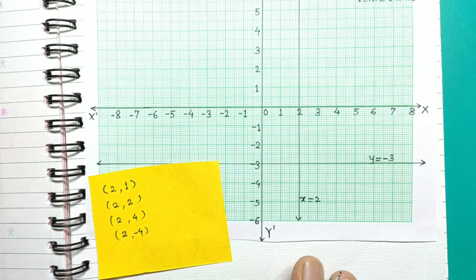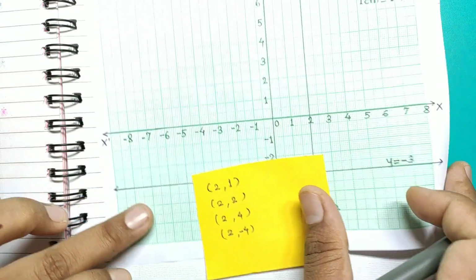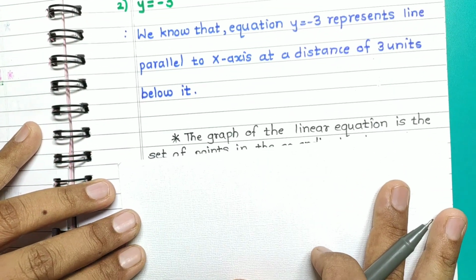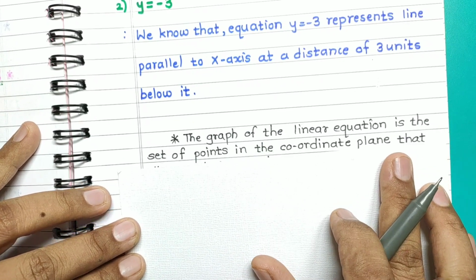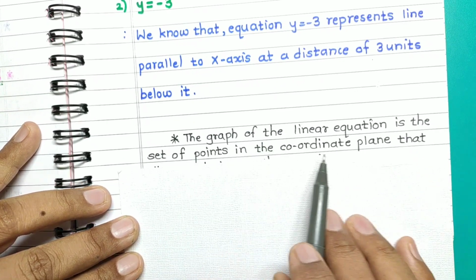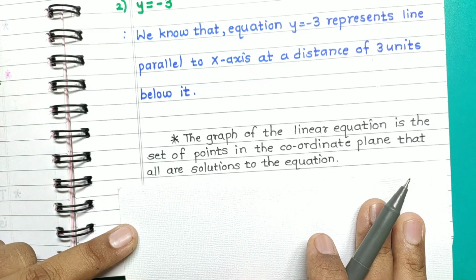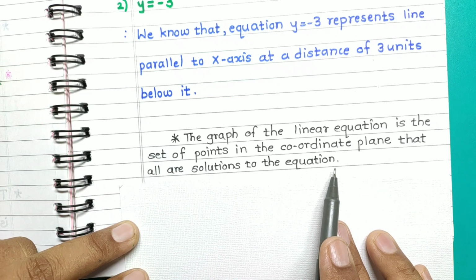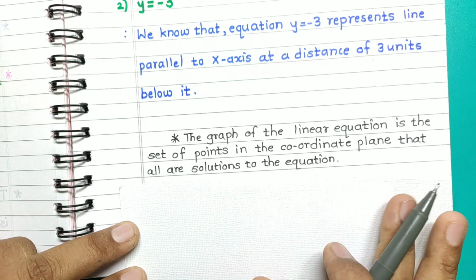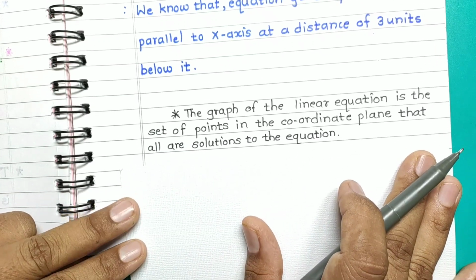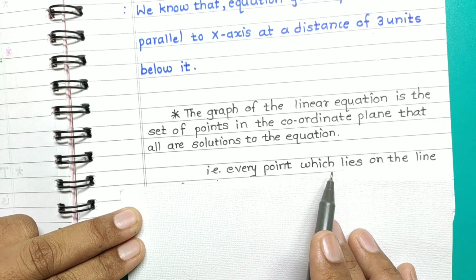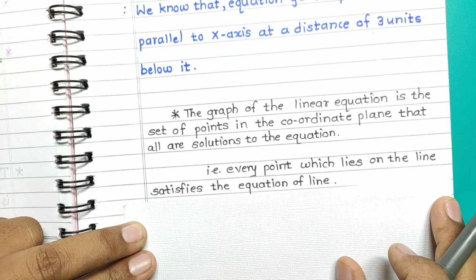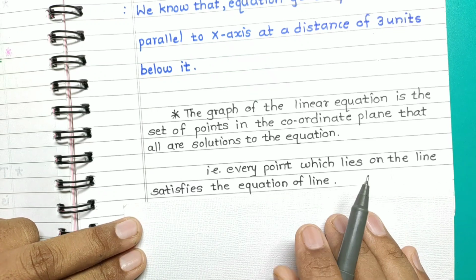Okay. So students, here we find that the graph of the linear equation is the set of points in the coordinate plane that are all solutions to the equation. You note this point properly. Okay, that means what? See, every point which lies on the line satisfies the equation of the line.